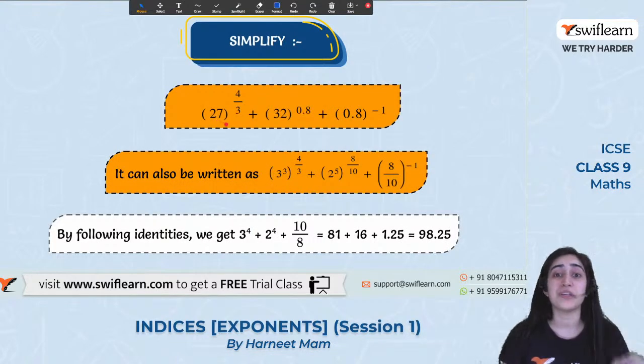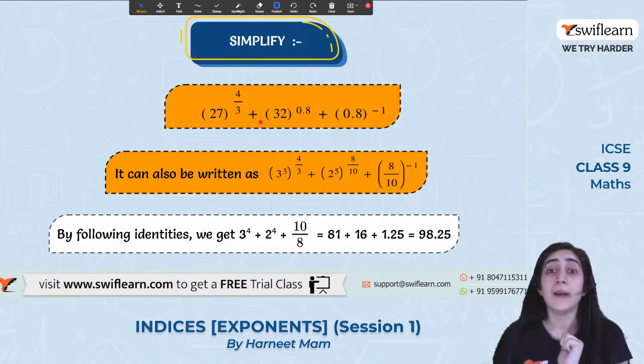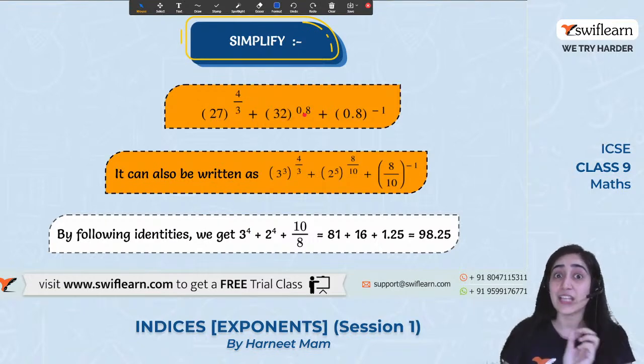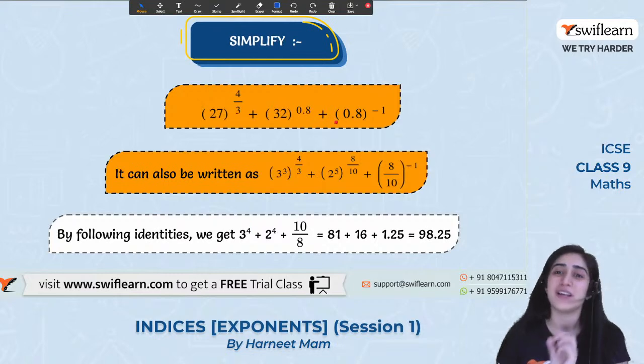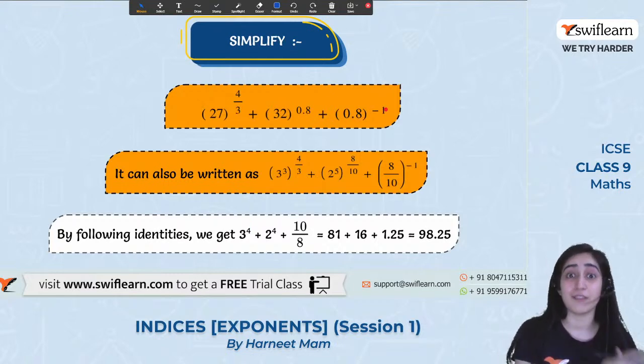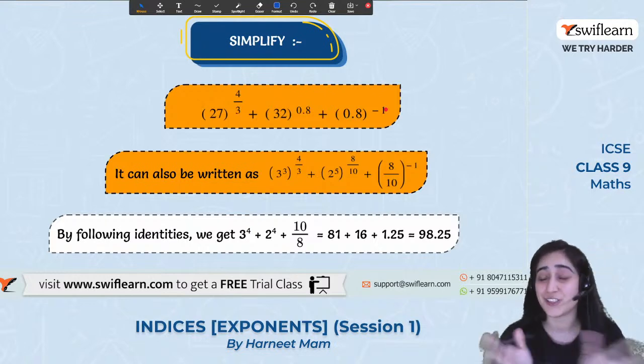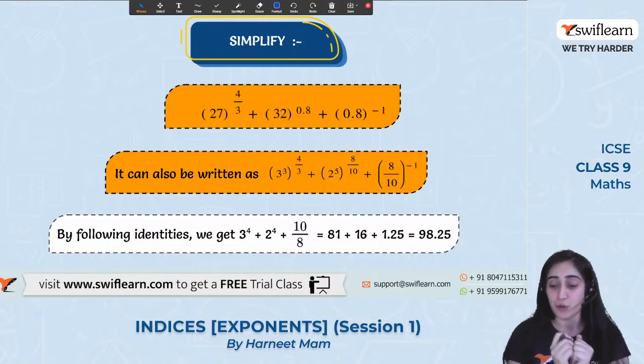We have to simplify 27 raised to the power 4/3 plus 32 raised to the power 0.8 plus 0.8 to the power of -1. So now the things are getting complicated. Very good, Abeg. You got the right answer. Sorry, I saw it later. Well done. So let's do the next one, guys.